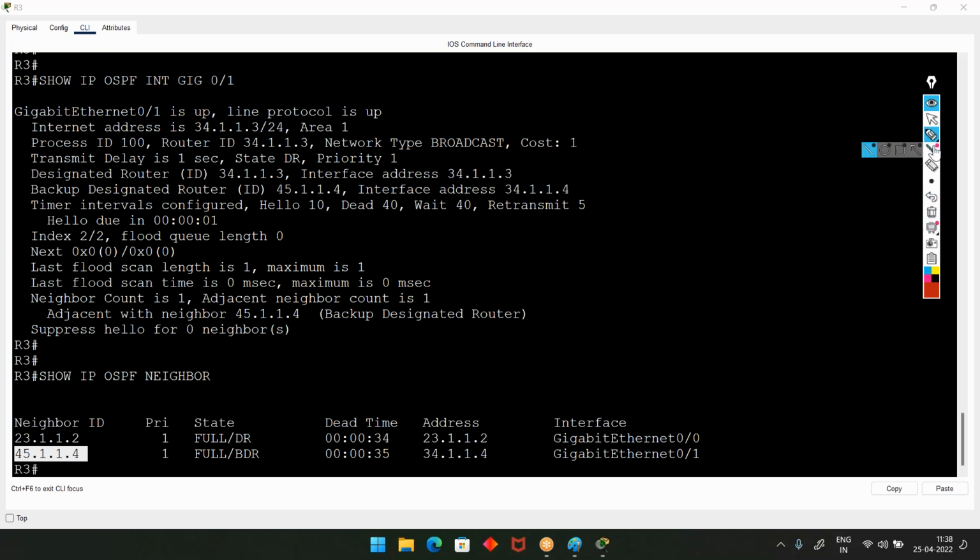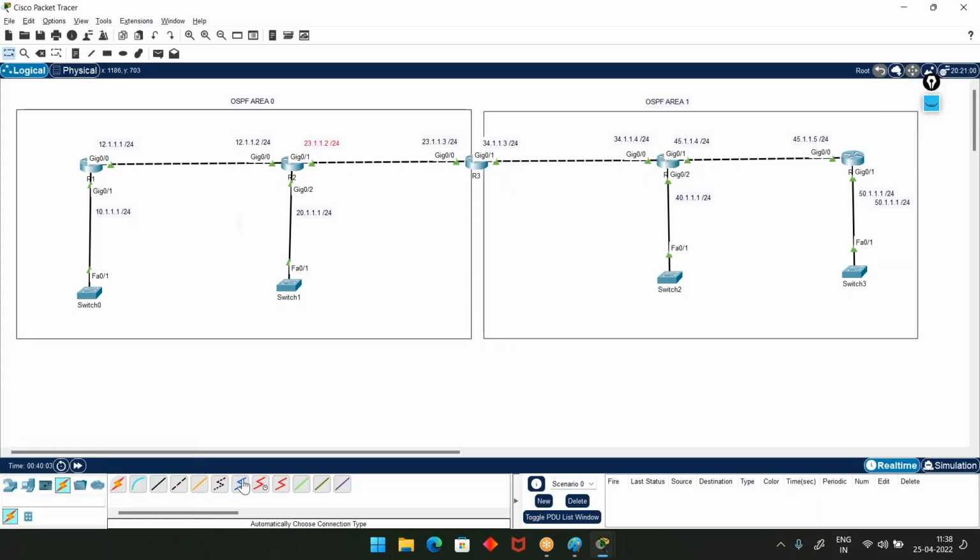Still any doubt now? One more question, sir. This DR and BDR, in every router, if you check, you will get a different DR and BDR, right, sir? Yes. So after forming the DR and BDR, every router will send its information only to the DR, right, sir? Yes, not to the other routers.